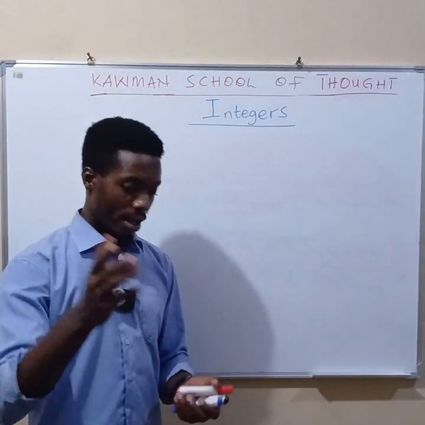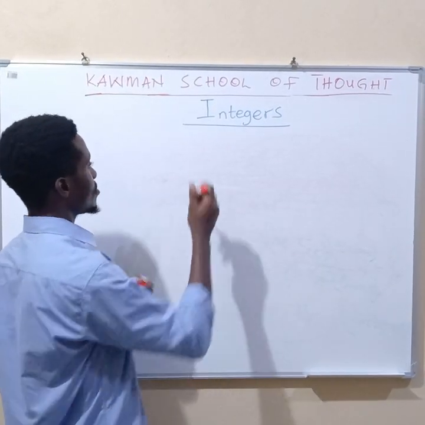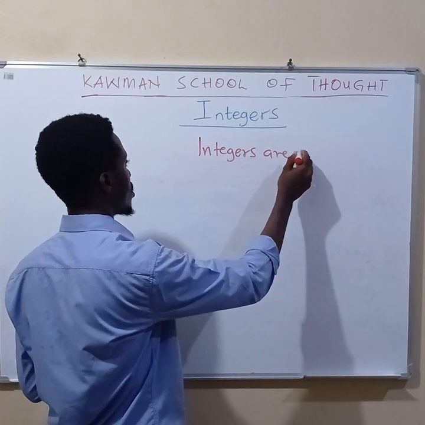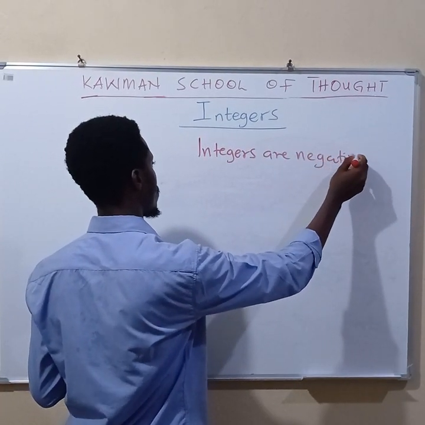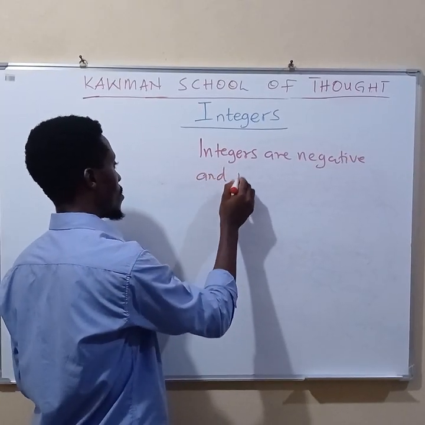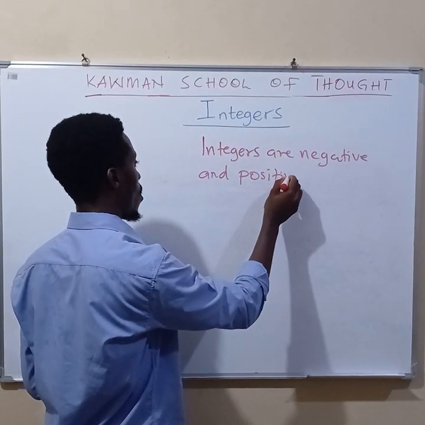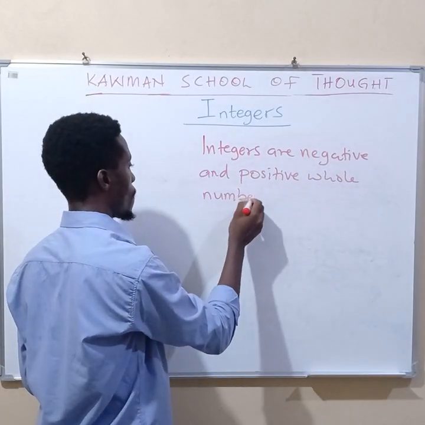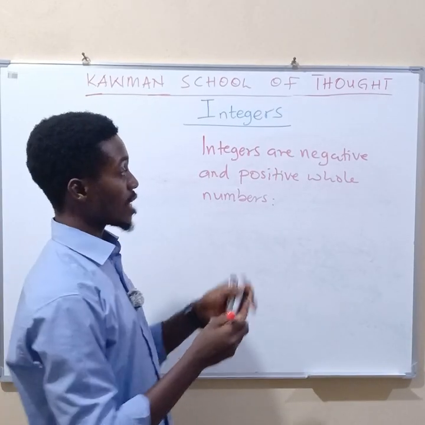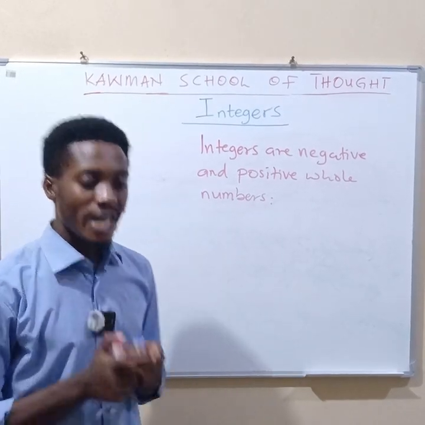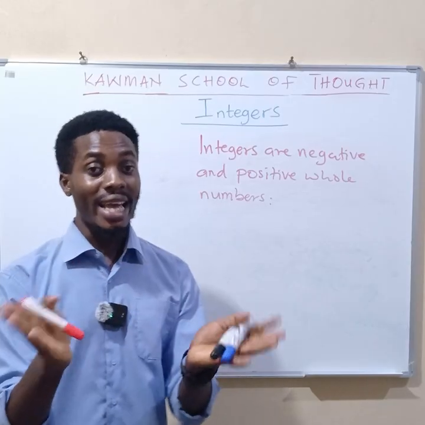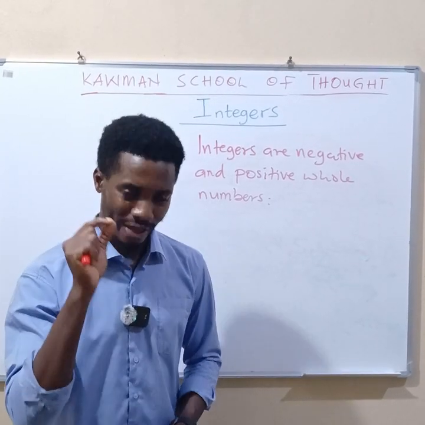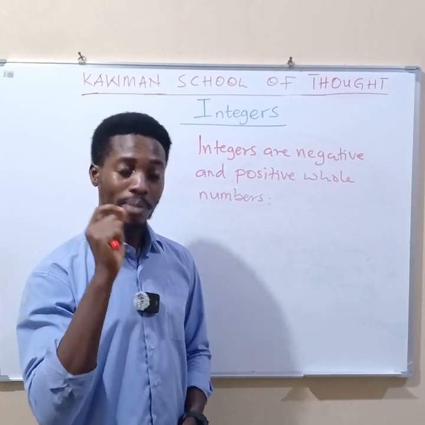So what is an integer then? You see, integers are negative and positive whole numbers. So these are the things that qualify a number to be an integer. First of all, it has to be either a positive number or a negative number. On top of that, it has to be whole. Please, it's very, very important.